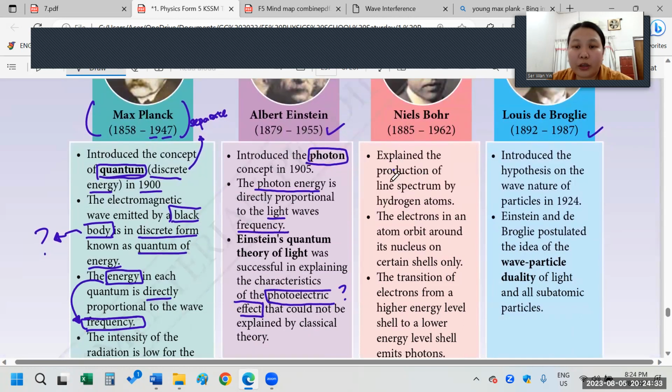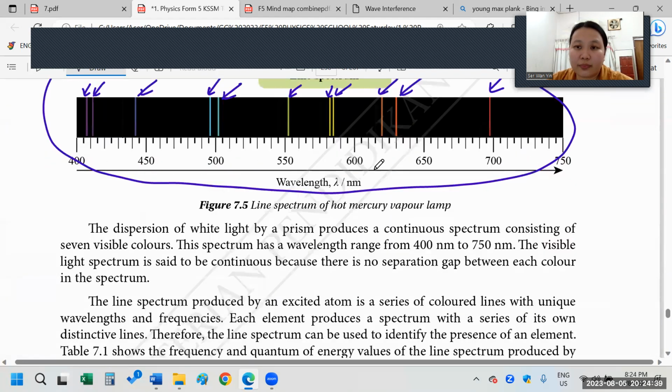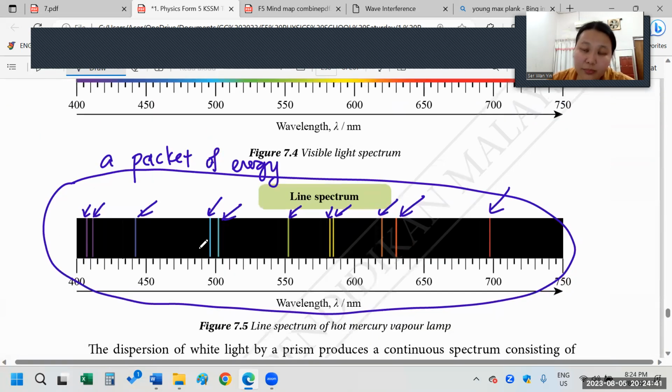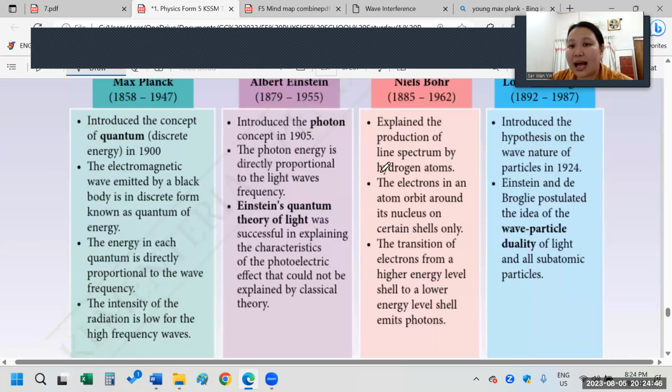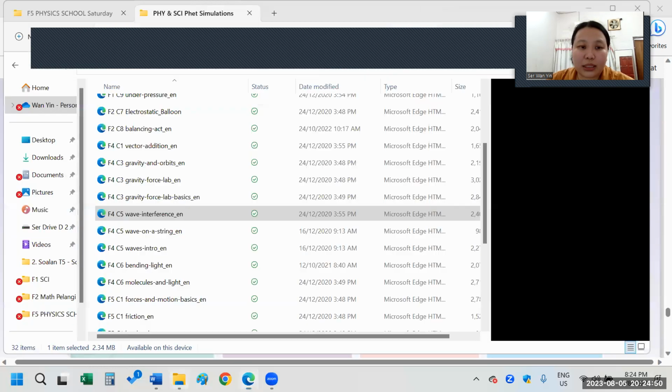Now comes Niels Bohr. Niels Bohr explained the production of line spectrum. Now, line spectrum. This is line spectrum, produced by hydrogen atoms. What is a hydrogen atom?